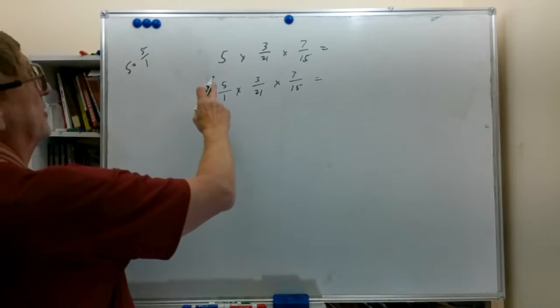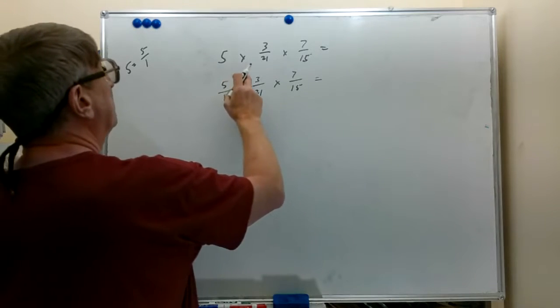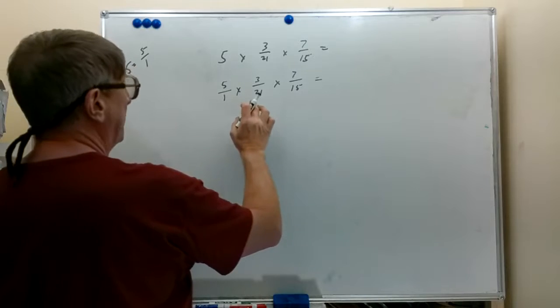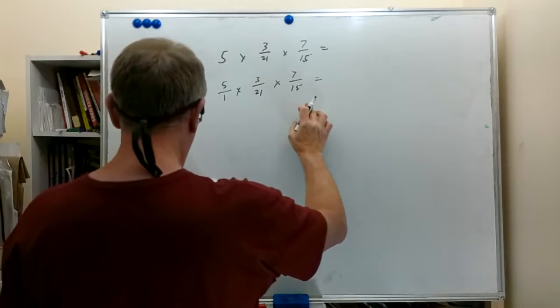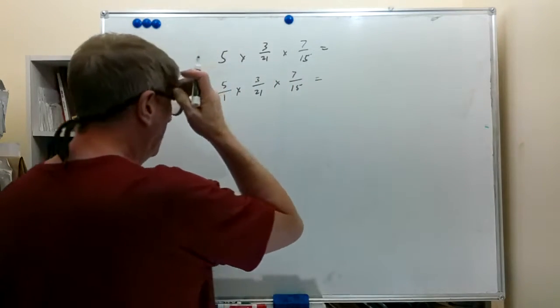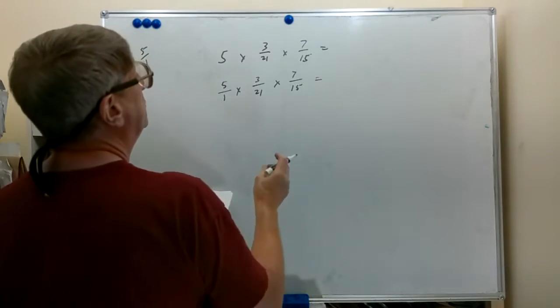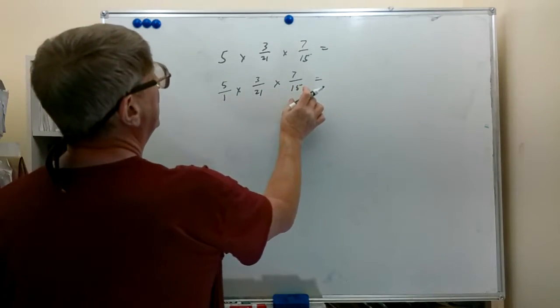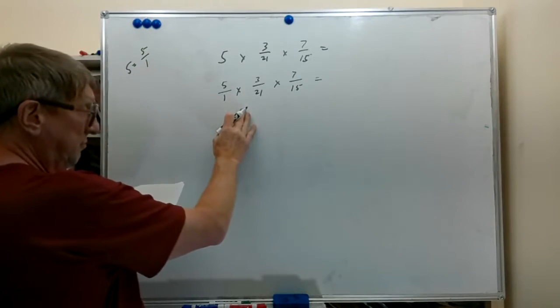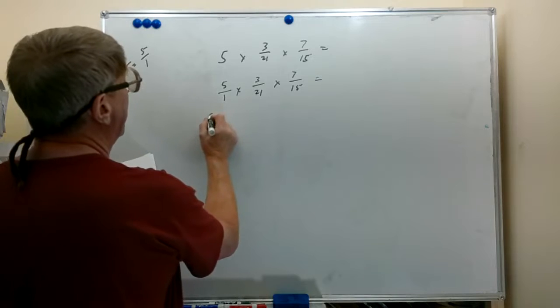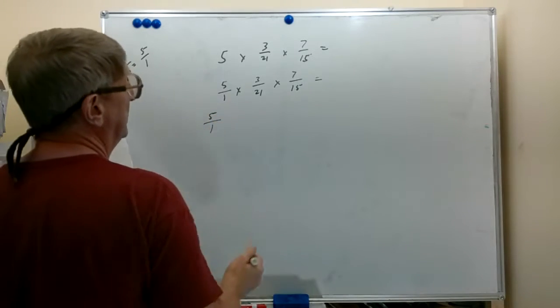Now we can multiply across all the numbers in the numerator to get a new numerator, and multiply across all the numbers in the denominator to get a new denominator. But it's worth our while to factor these into the lowest factors before we do this. Well, 5 over 1, that can't be reduced. 5 is prime.